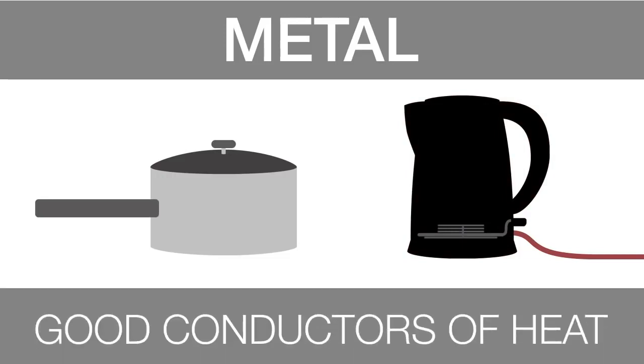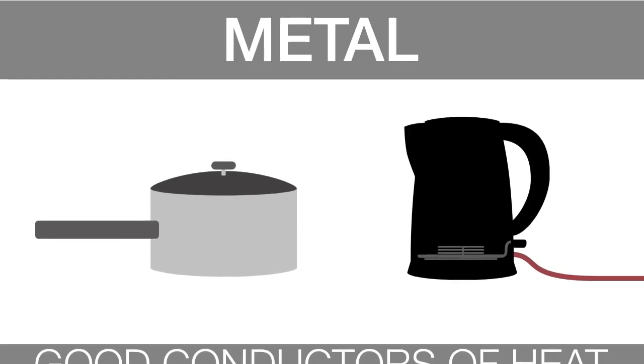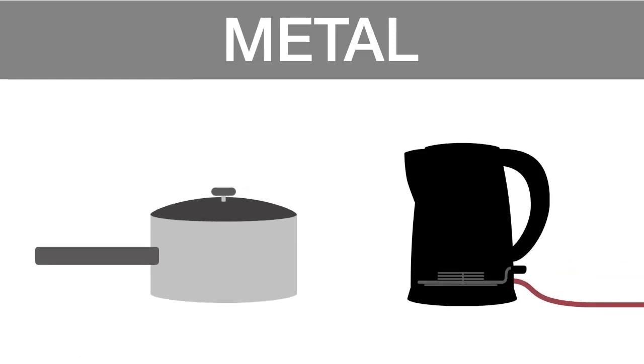Metals are good conductors of heat. This is the reason why metals are used to make these everyday objects. You would never see a pot made of wood or a heating element made of plastic.